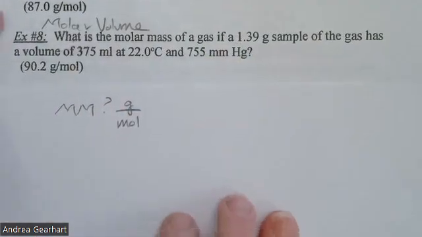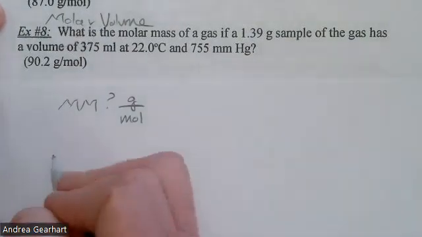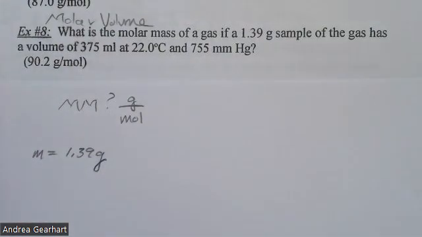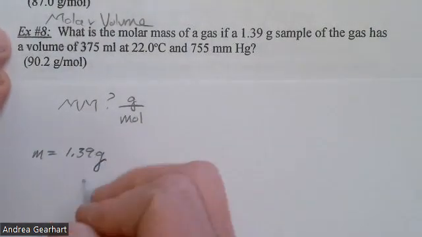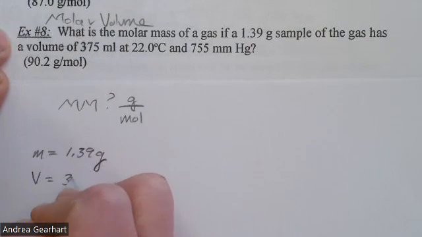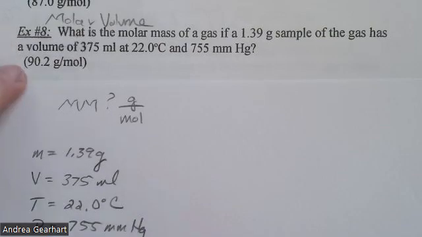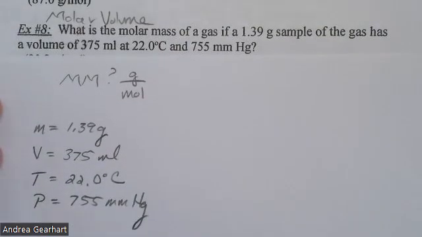You don't have to write down givens. We know the mass of our gas. We know the volume. And we are not at STP. All right, and we can see what we're going to find. Okay, so what do we do?